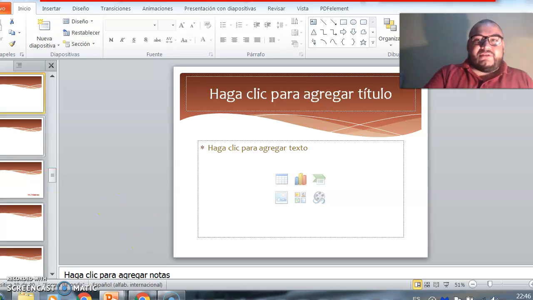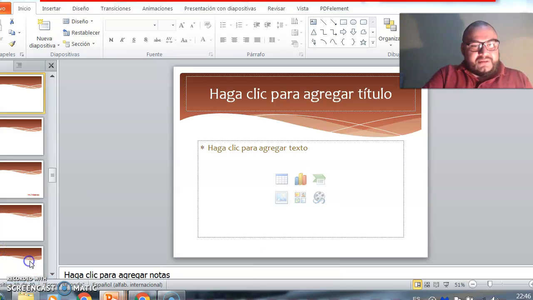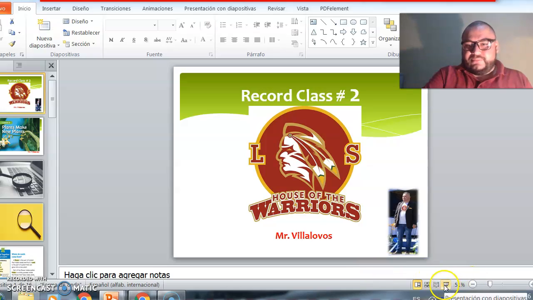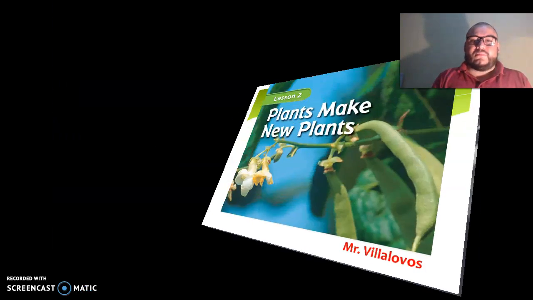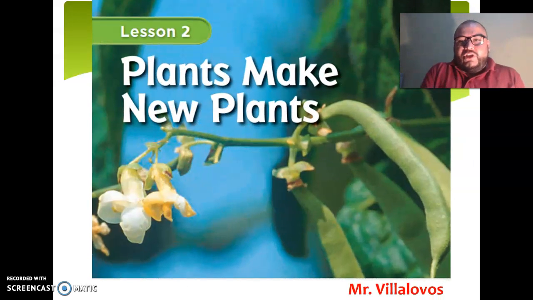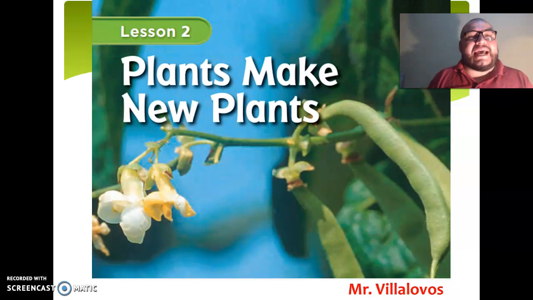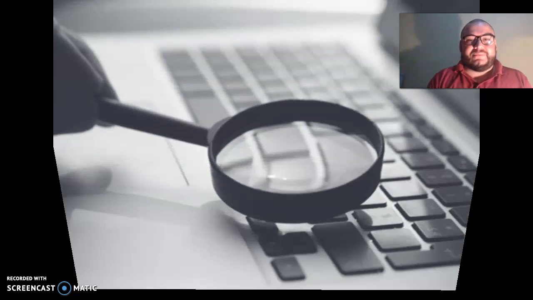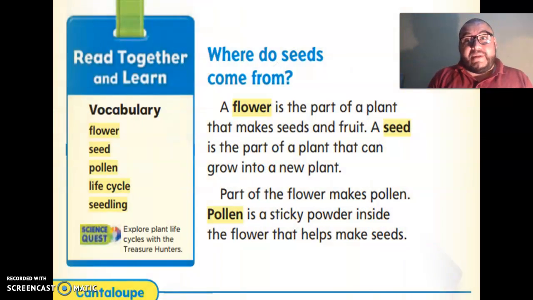This is the review of lesson 1. Living things grow and change. Living things need water, air, and food. Okay, lesson 2. Plants make new plants. Very good. You have to understand that plants make new plants.